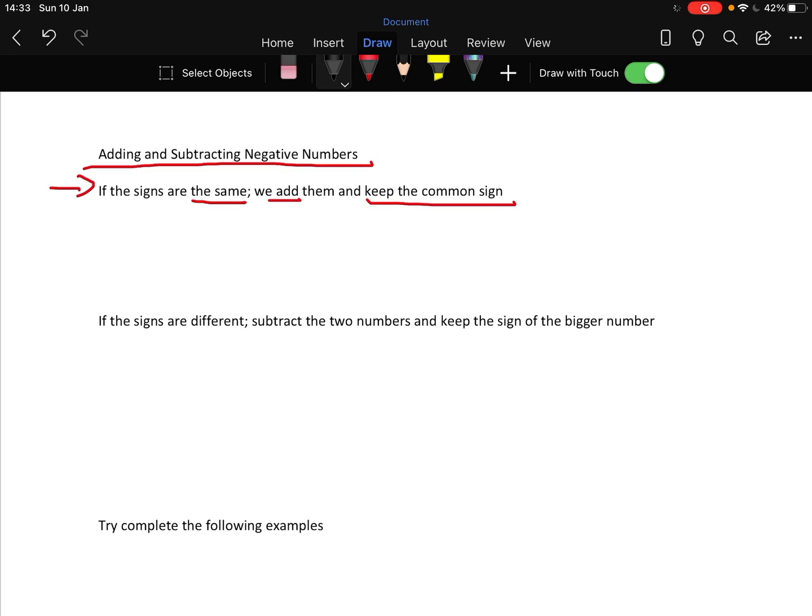So an example of that is as follows, okay? So an example, e.g., is simply -3 -4, okay? -3 -4. What will that give us? Well, add them together because they're the same sign. So 3 plus 4 gives us 7. And keep the common sign. The common sign is the minus. So the answer here is -7.